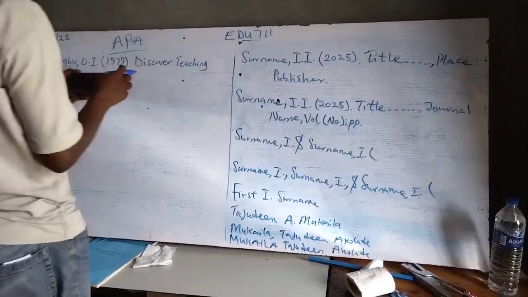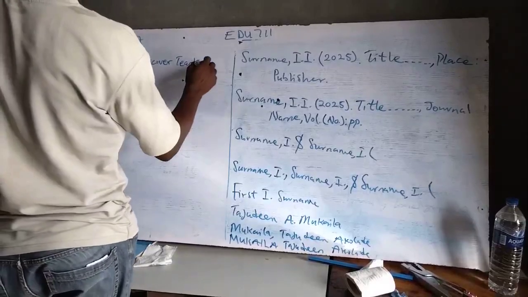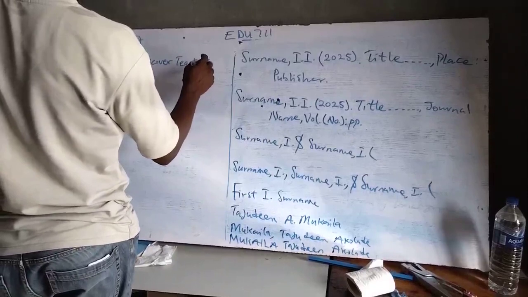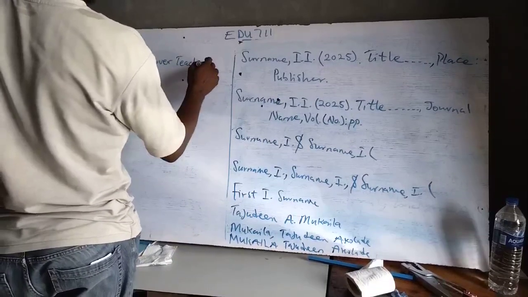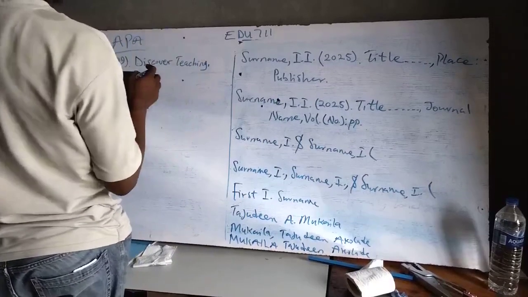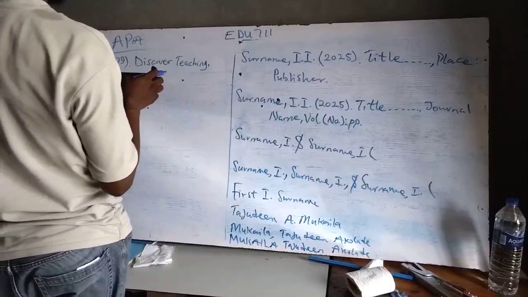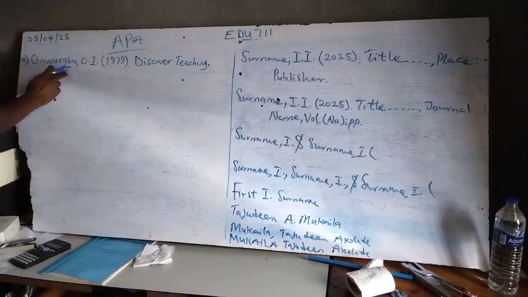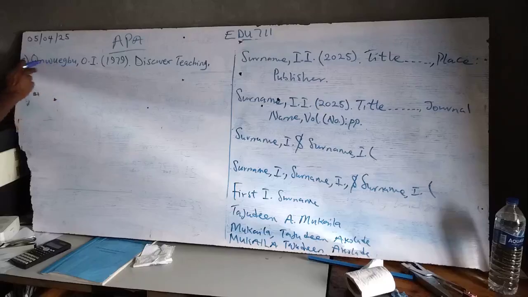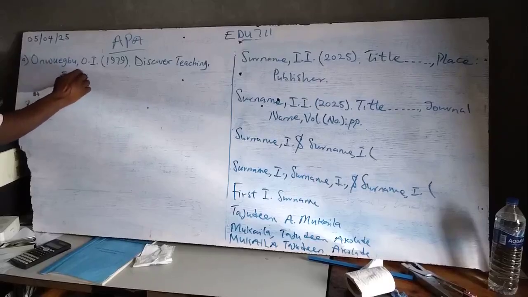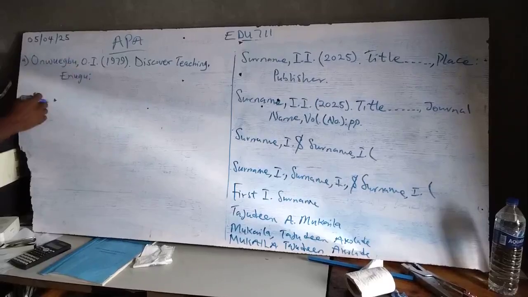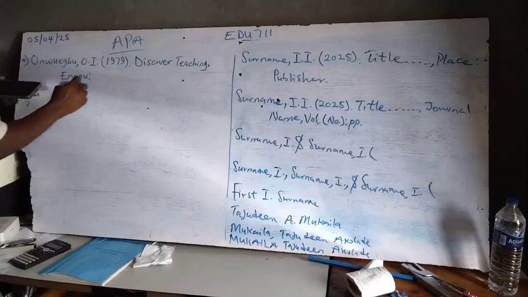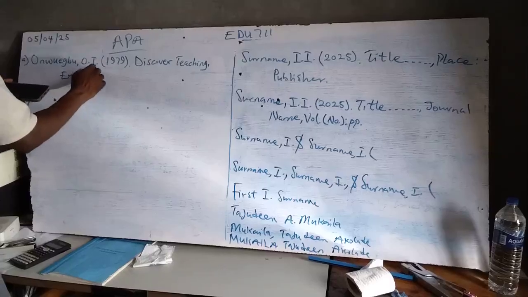Discover Teaching. Then you can have your comma here. Then you have your place of publication, that is Enugu. Then the next line rule 1 2 3 4 5 6 Enugu, colon.